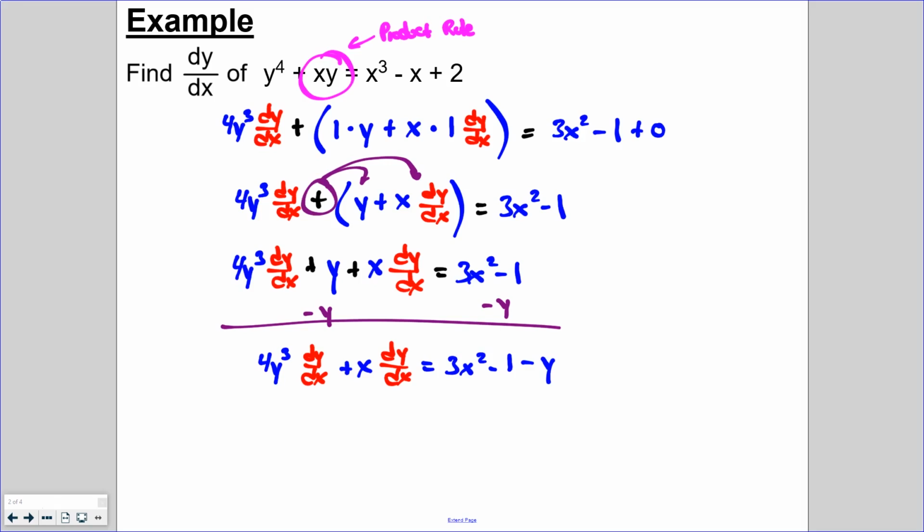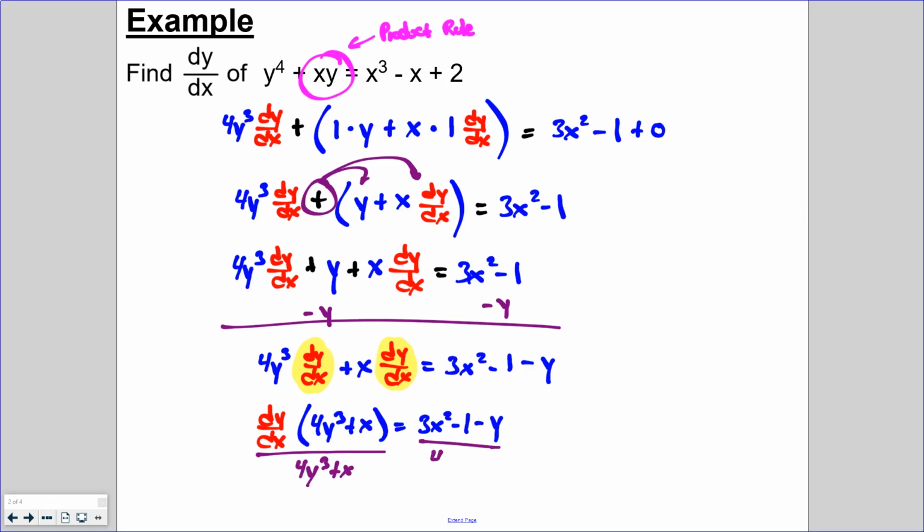Alright, so now that all of the terms on the left-hand side of our equation have a dy/dx in them, we can now factor out that common factor. So we're going to be left with dy/dx times 4y cubed plus x, and that's going to equal 3x squared minus 1 minus y. And then we just want to get the dy/dx by itself, so we can divide both sides by the 4y cubed plus x, canceling it out on the left, which means our final derivative, or dy/dx, is going to be equal to 3x squared minus 1, oops.